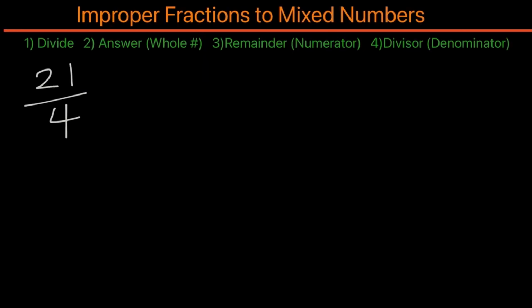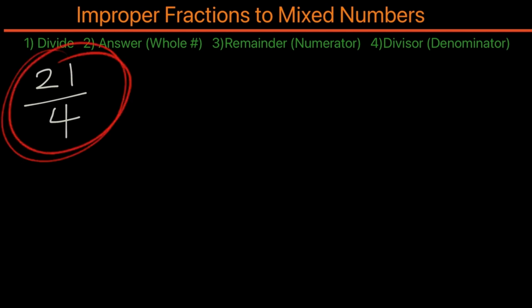The 4 steps for conversion are: 1. Divide. 2. Use the answer as the whole number. 3. Place the remainder as the numerator. And 4. The divisor as the denominator. Here is an example, 21 over 4.